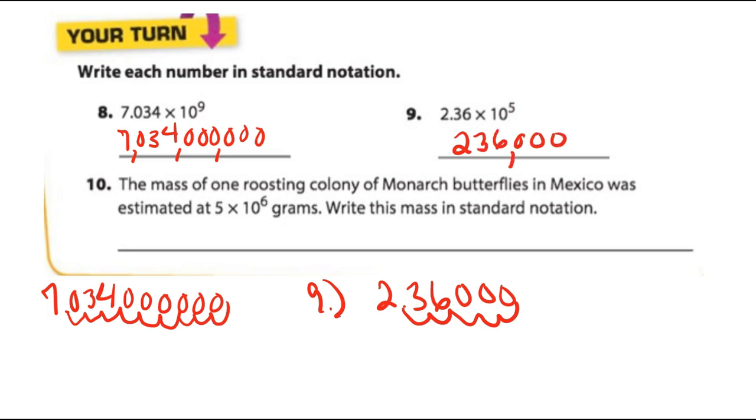Okay, and number 10. It says the mass of one roosting colony of monarch butterflies in Mexico is estimated at 5 times 10 to the 6 grams. Write this mass in standard notation.